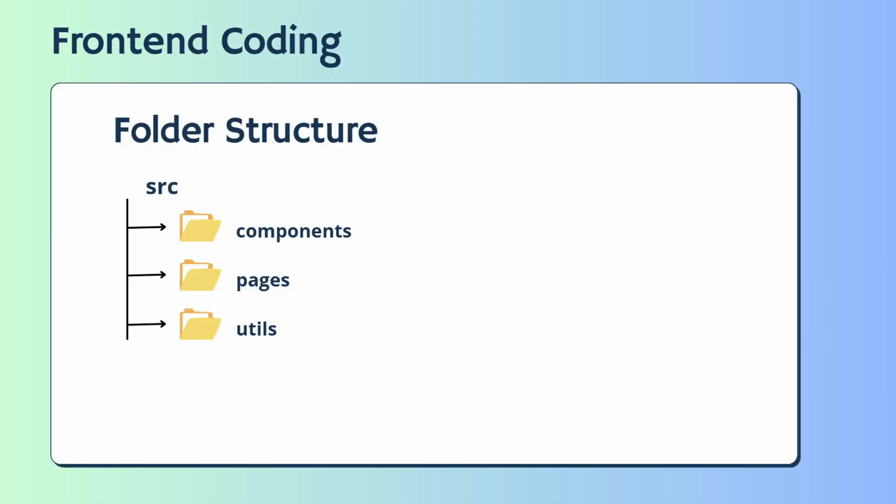On the front end, the folder structure is divided into components to store components, then the pages folder where the page designs are stored, while the utils folder is used to connect files to Firebase.